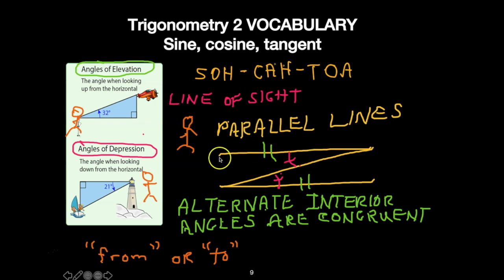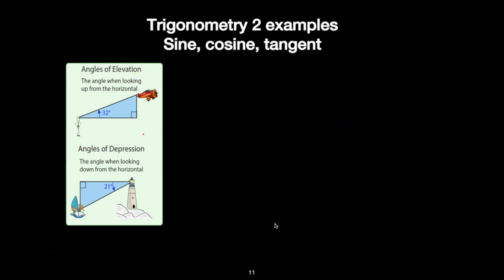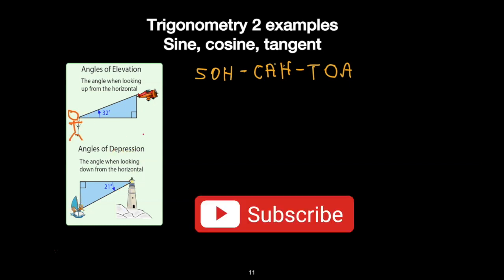Height on this triangle would be the same as the height on this other triangle. These two triangles would then be congruent, or the same size as each other. So let's move ahead with those examples. Again, SOHCAHTOA, that's the star of what we're doing.